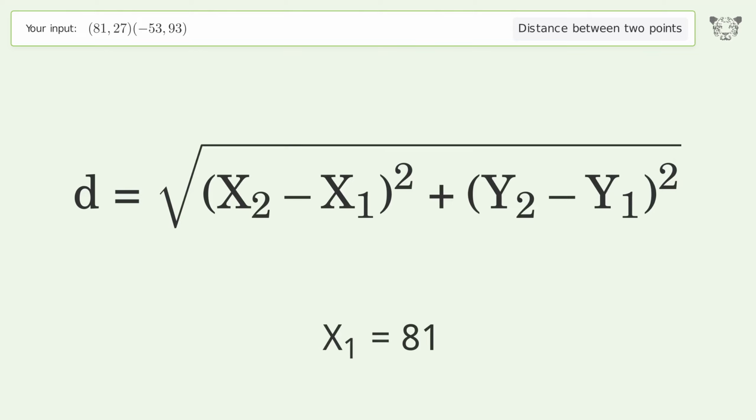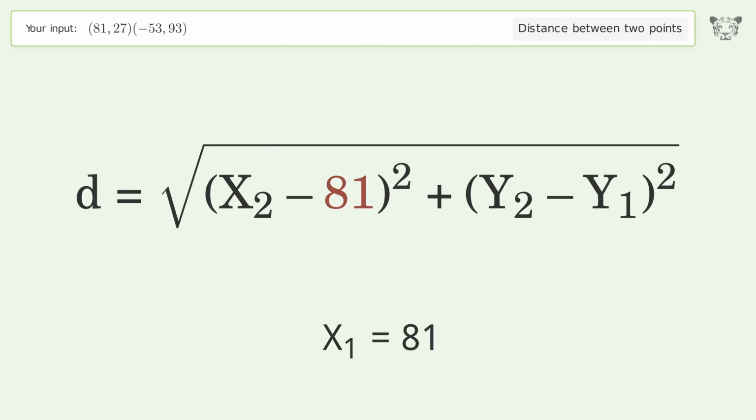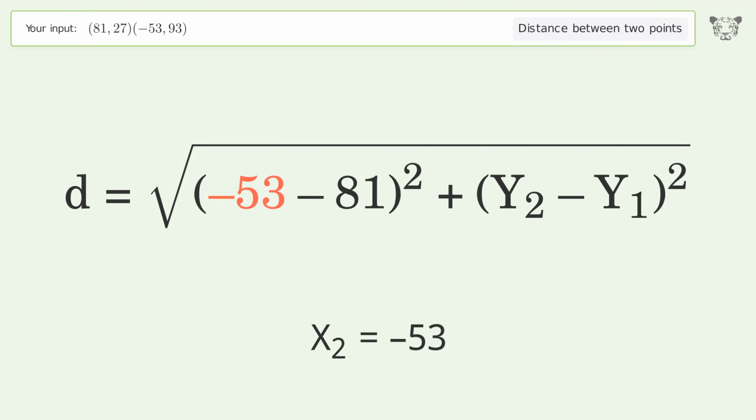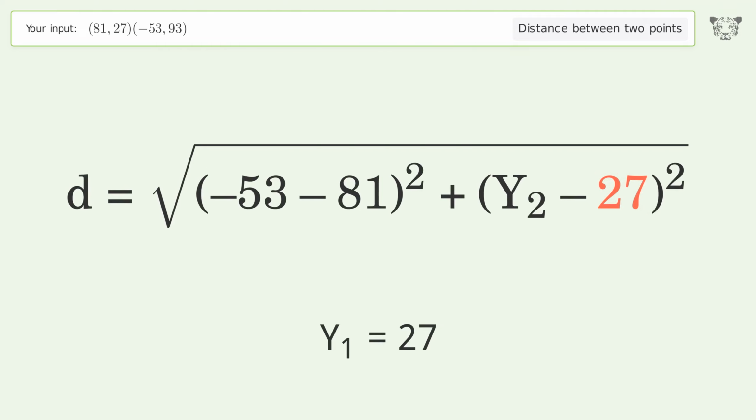x1 equals 81. x2 equals negative 53. y1 equals 27. y2 equals 93.